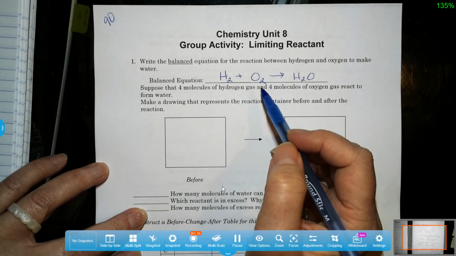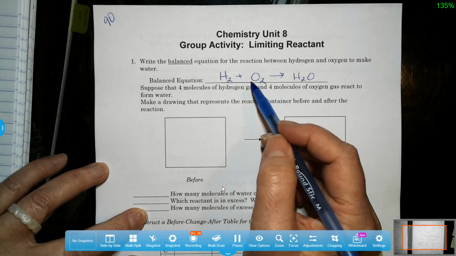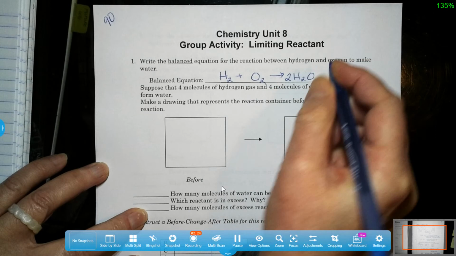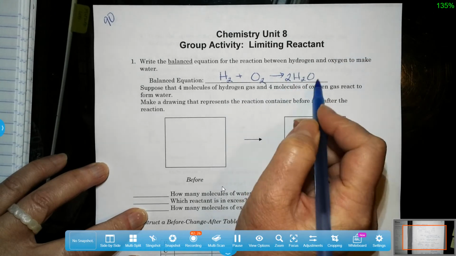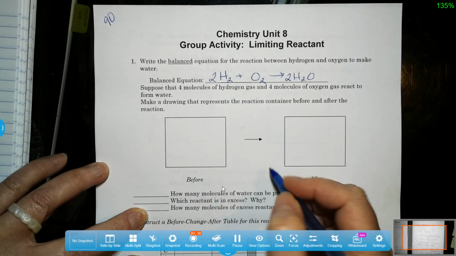And then to balance this, we have 2 oxygens here. We only have 1 there, so we've got to put a 2 in front of this, which gives us 2 oxygens, but also 4 hydrogens. So we're going to have to put a 2 in front of that.